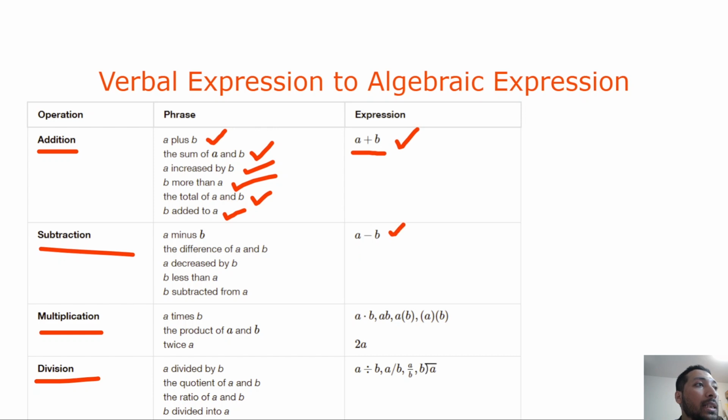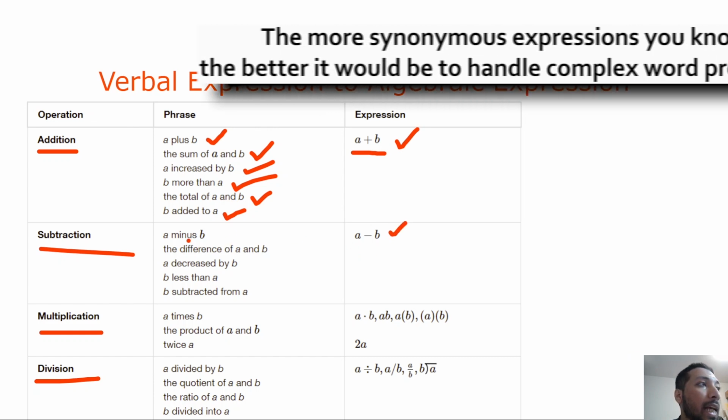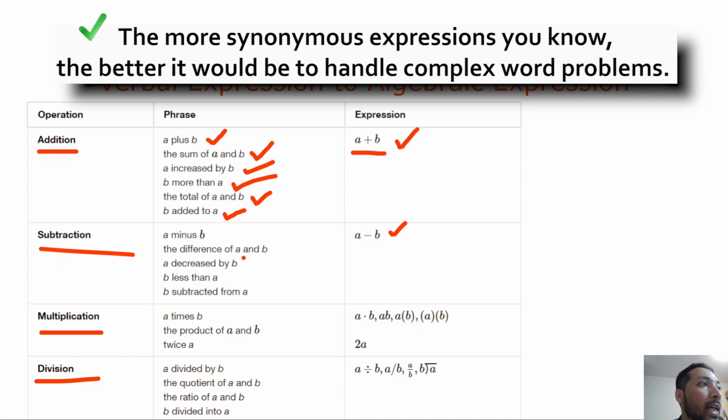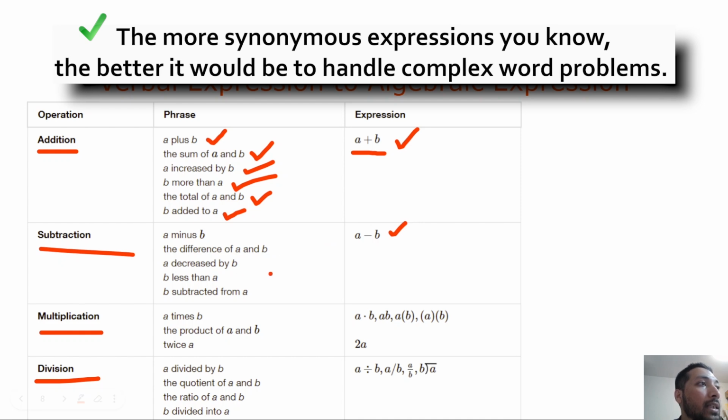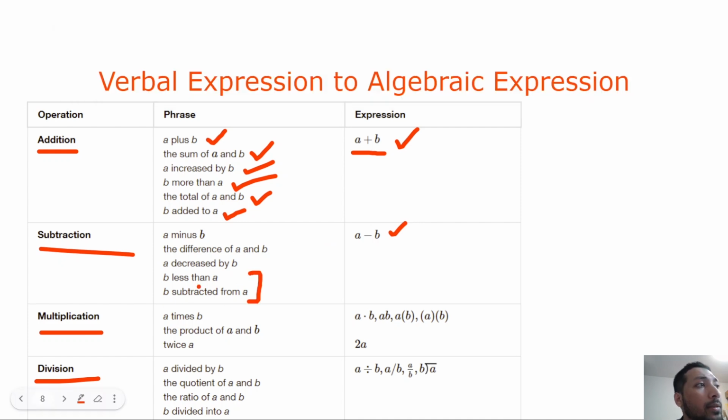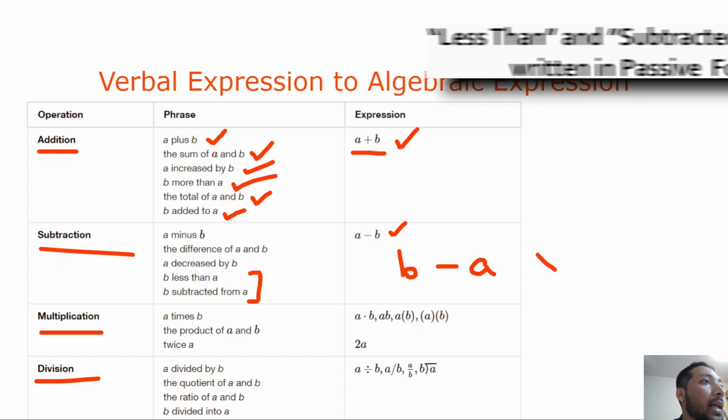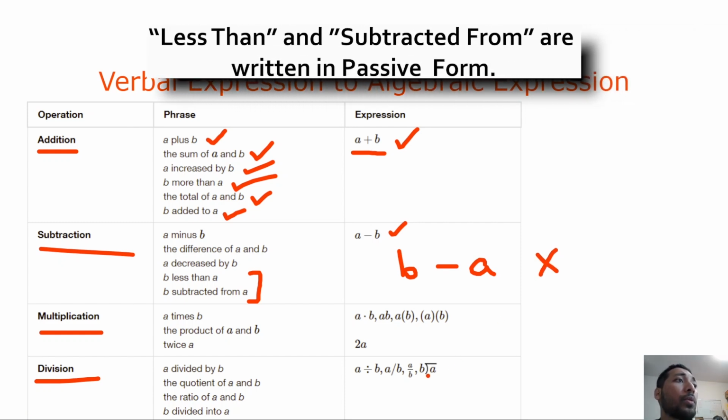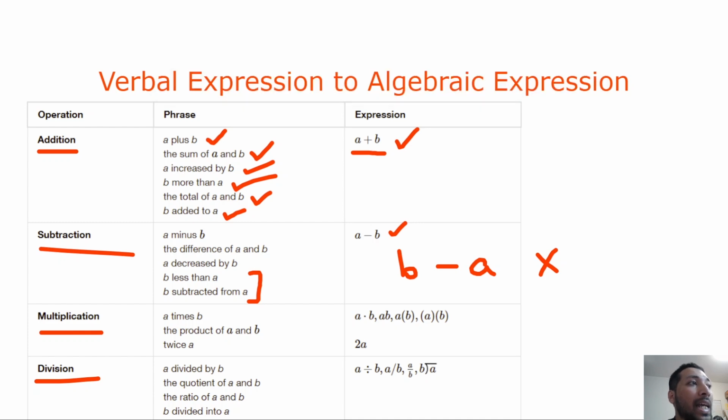Similarly, if you have a minus b, this can be translated as a minus b, the difference of a and b, a decreased by b, b less than a, and b subtracted from a. Here is a quick note that for these last two phrases, we don't write these as b minus a. That is incorrect. So b less than a or b subtracted from a is written as a minus b, not b minus a. Now for multiplication, we have a times b, the product of a and b.